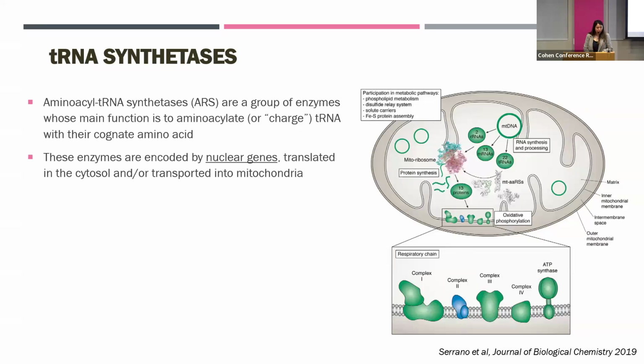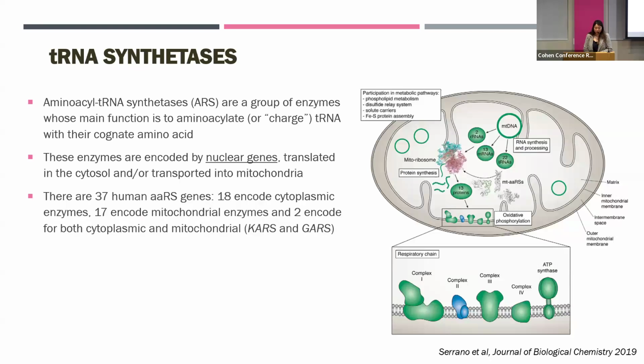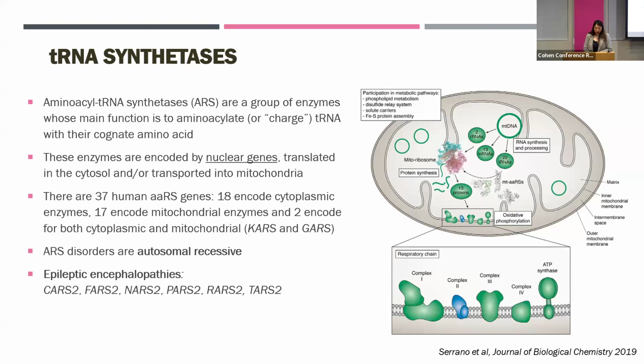These enzymes are encoded by nuclear genes. Once they're made, they're translated in the cytosol and then transported into the mitochondria if that's where they live, and they're important for charging the amino acids in the mitochondria itself. There are 37 human ARS genes: 18 encode for cytoplasmic, 17 are mitochondrial specific, and 2 do both. These disorders are autosomal recessive, and this may be a little bit outdated, there's an alphabet soup within an alphabet soup of mitochondrial disease.